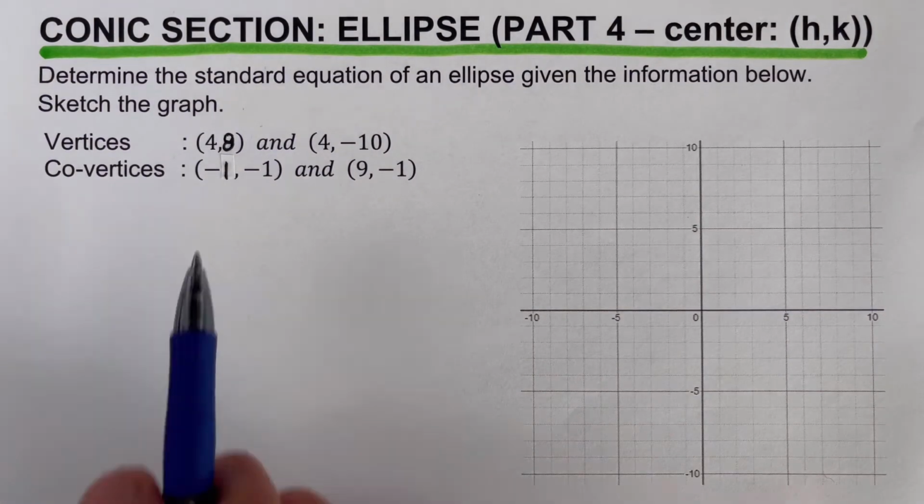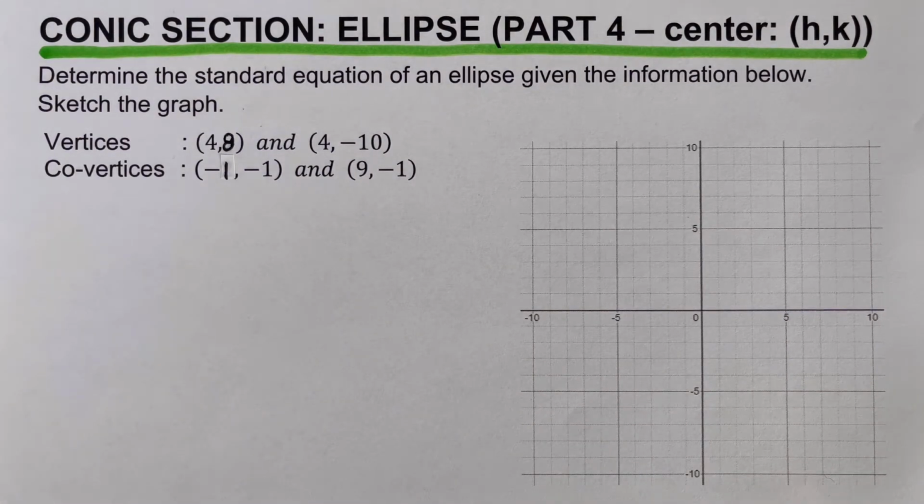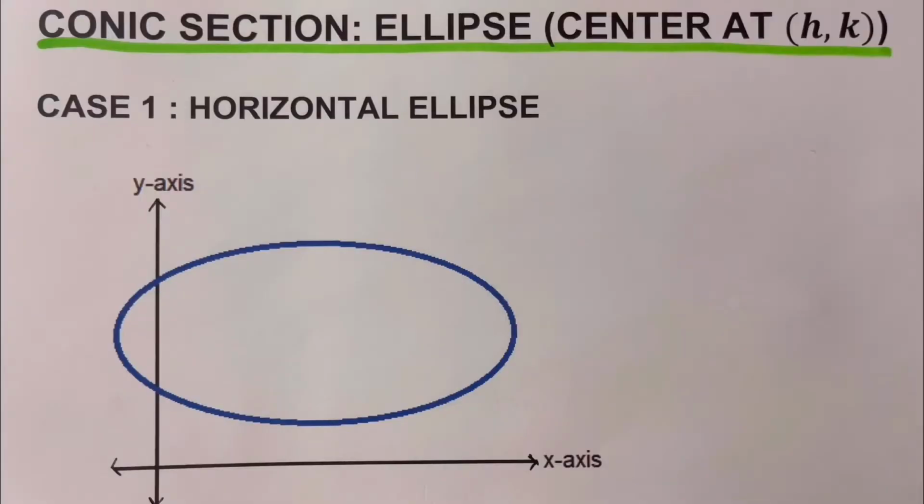Before we go over this example, let's have a review on the parts of an ellipse and the two cases of an ellipse with center at (h, k). Please remember that these are the parts of every ellipse.